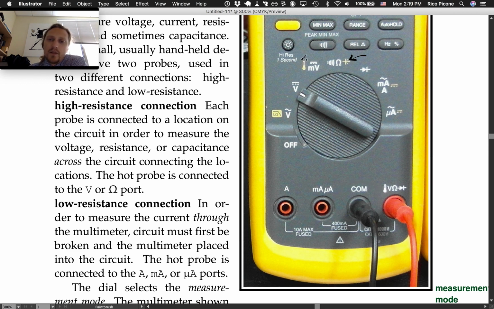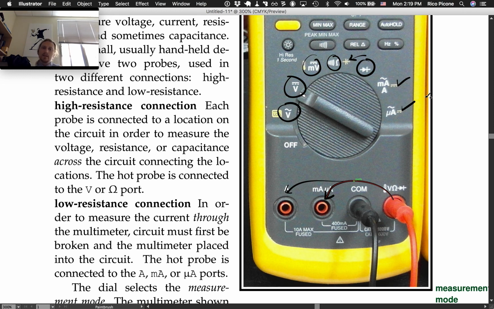So you're in this high resistance connection when you're in this mode, or this mode, or this mode, or this mode, but I believe also this mode. And then if you want to change these over to one of those spots, the hot over, then you can do this guy or this guy. So that's the broad overview of that.